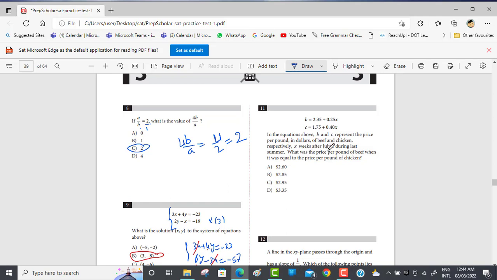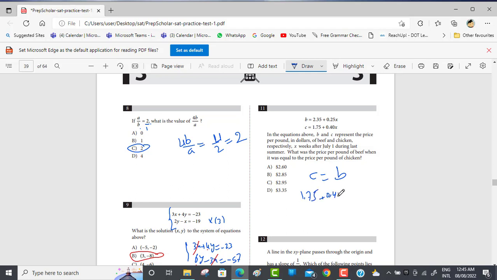In the equation above, B and C represent the prices per pound, in dollars, of beef and chicken respectively, x weeks after July 1st during last summer. What was the price per pound of beef when it was equal to the price of chicken? When the price of beef was equal to the price of chicken, or the price of chicken was equal to the price of beef, actually it is the same.